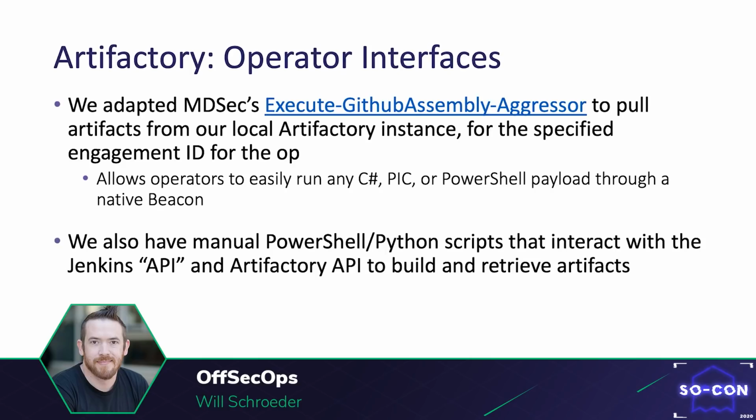We also have manual PowerShell and Python scripts that interact with the Jenkins API. API in air quotes because it is not a great API, but you can still use it to trigger jobs, and pulling down artifacts from the Artifactory API is way, way nicer. So this is kind of how we built everything in.